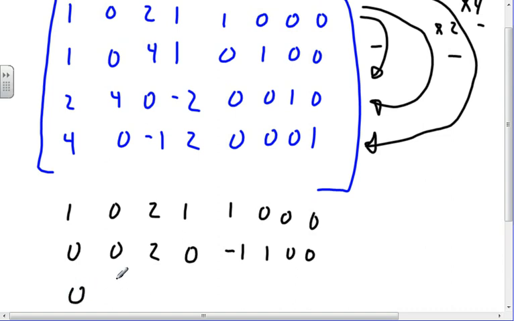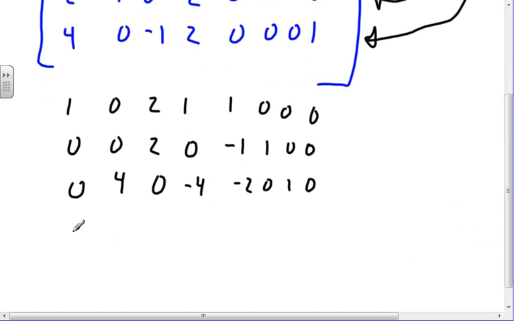And then we're going to do a times 2 and subtract. 0, 4, 0, 0, 4, 0, minus 4, minus 2, 0, 1, 0. And then we're going to do a minus 4 and subtract. 0, 0, minus 5, minus 2, minus 4, 0, 0, 1.